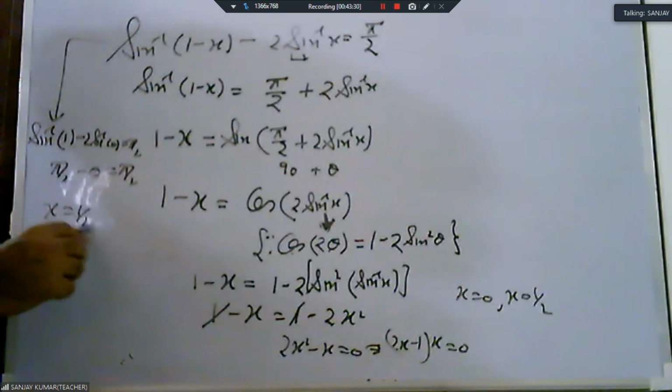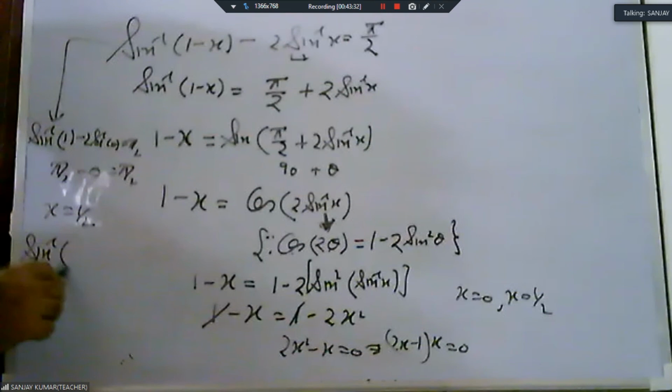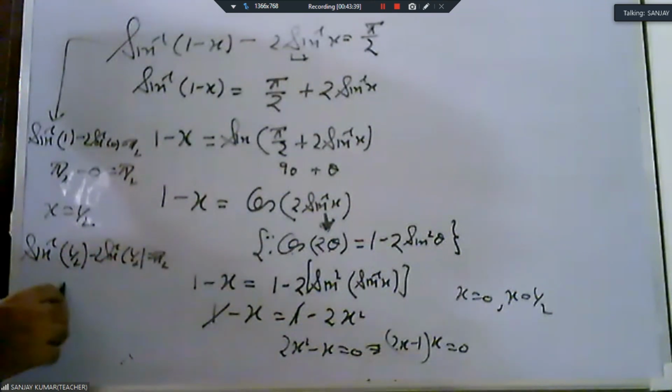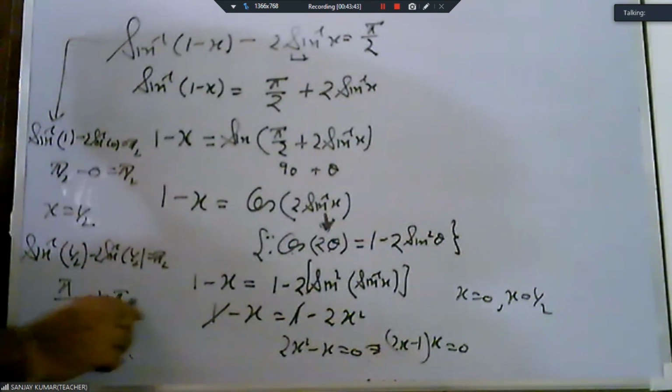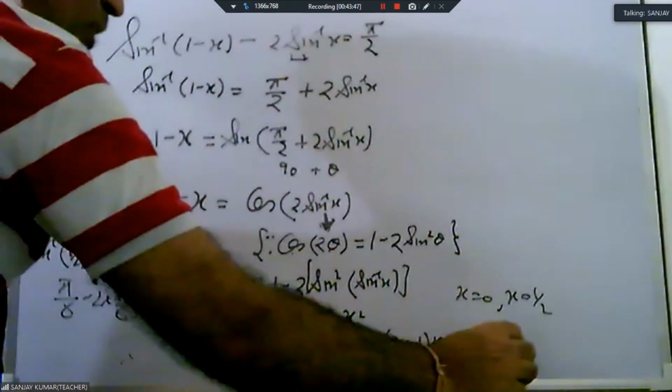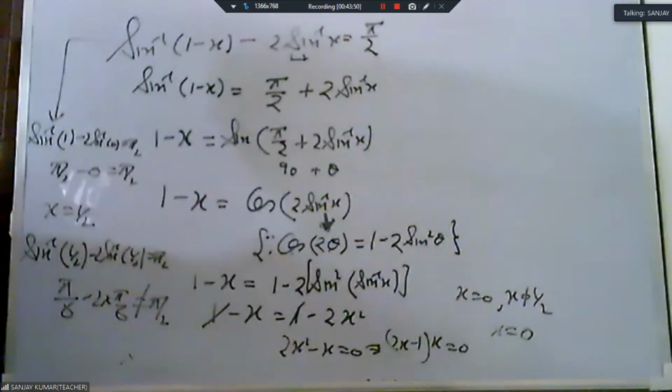Now we check for half. If we put half here, then we get sine inverse of 1 minus half, that is half, minus 2 sine inverse half is equal to pi by 2. Now sine inverse half is 30 degrees, that is pi by 6. Minus 2 into pi by 6 is not equal to pi by 2. So half does not satisfy the equation. Therefore, we get 0 as the answer. Half is not the answer of this equation.